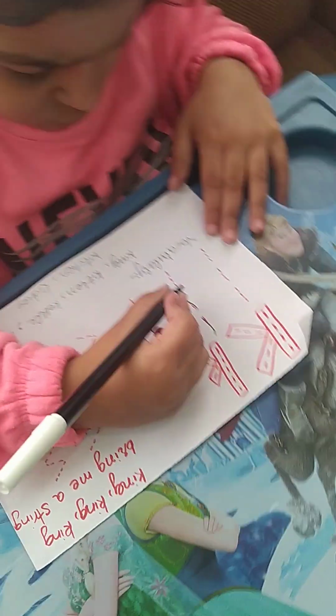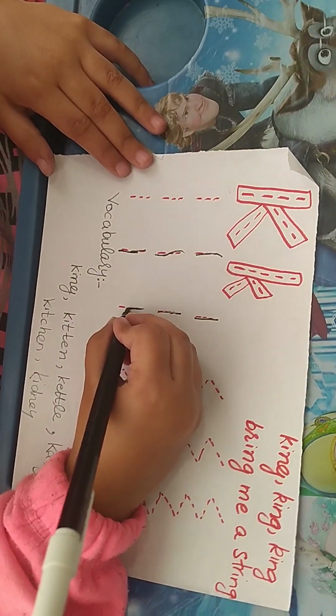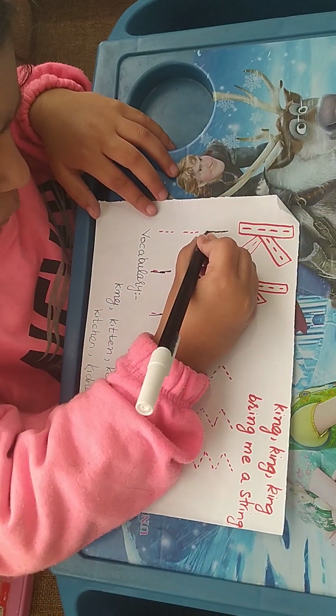Bring me a string. King, king, king. Bring me a string. K makes a sound with K, K, K.